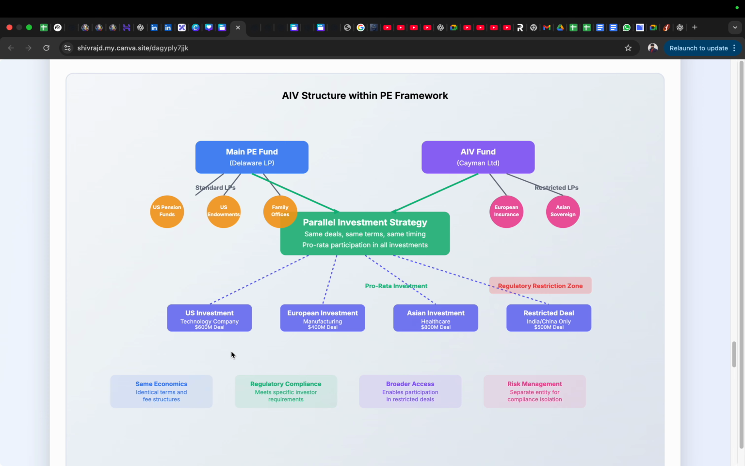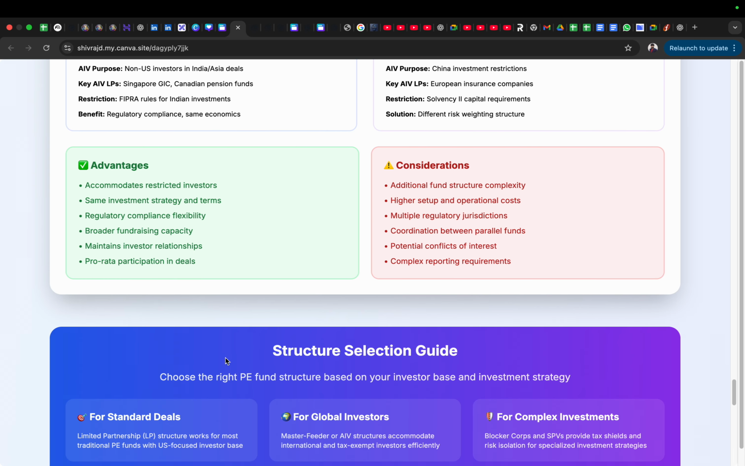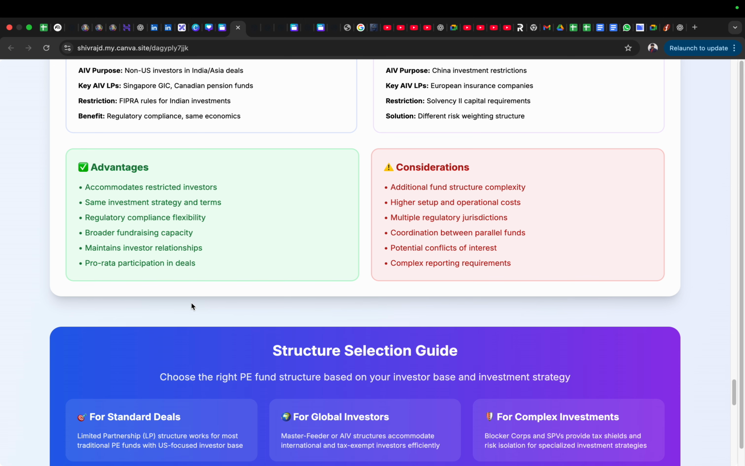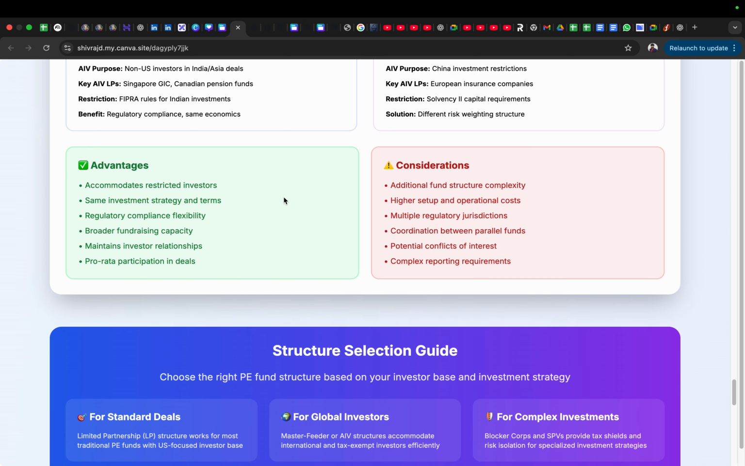Parallel means a similar set of entities we need to establish for bigger investments. If we talk about advantages: accommodate restricted investors or big investors, same investment strategy and terms, regulatory compliance flexibility, broader fundraising capacity, maintains investor relationships, and pro rata participation in deals. Key considerations should be additional fund structure complexity, higher setup and operational cost, multiple regulatory jurisdictions, coordination between parallel funds, potential conflicts of interest, and complex reporting requirements.